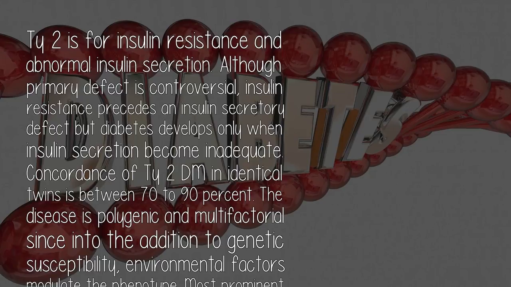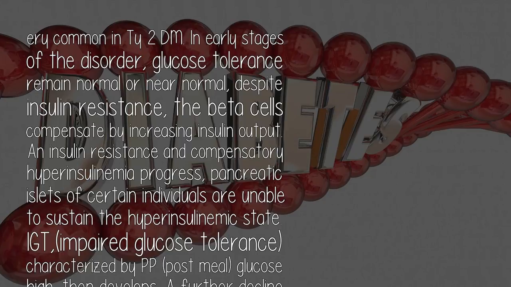Obesity, particularly visceral and central, is very common in type 2 DM. In early stages of the disorder, glucose tolerance remains normal or near normal. Despite insulin resistance, the beta cells compensate by increasing insulin output. And insulin resistance and compensatory hyperinsulinemia progress. Pancreatic islets of certain individuals are unable to sustain the hyperinsulinemic state.